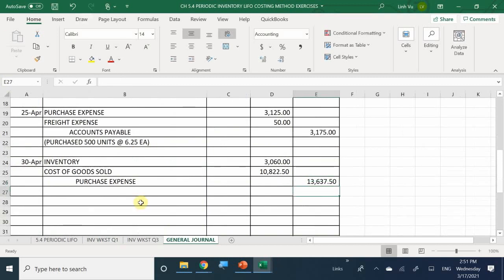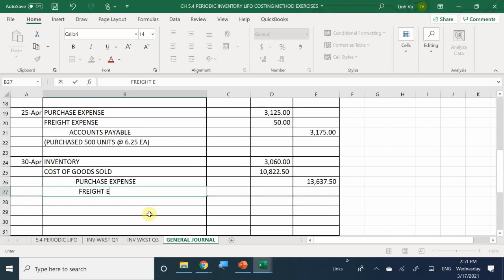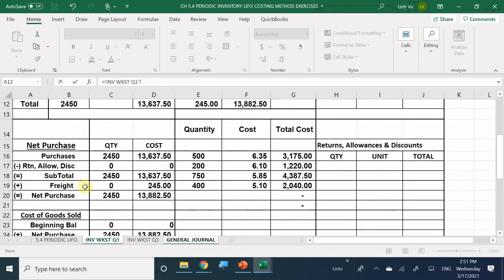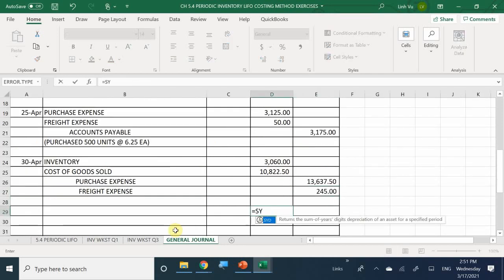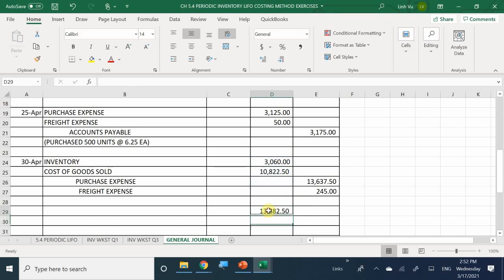So let me type in freight real quick because I'm zeroing it out, right? I'm dumping that bucket out. I don't have this anymore. Okay? So how much was my total freight? $245. So once again, if I equal sum my debits and credits. Okay, so I have 13,882.50, 13,882.50. And where do we see that number?